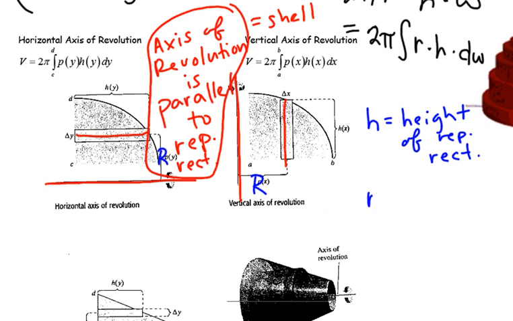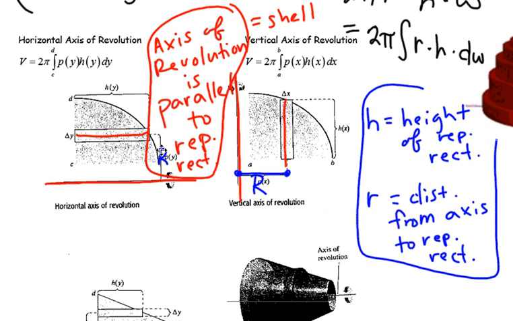And then the R, if you look at both of these diagrams, starts from the axis of revolution and then goes out to that representative rectangle. So the R is the distance from the axis of revolution to the representative rectangle. That's very important to remember for the shell method because a lot of people get those confused. You have to have both of those for the shell method, whereas with disc and washer, you only had one thing.